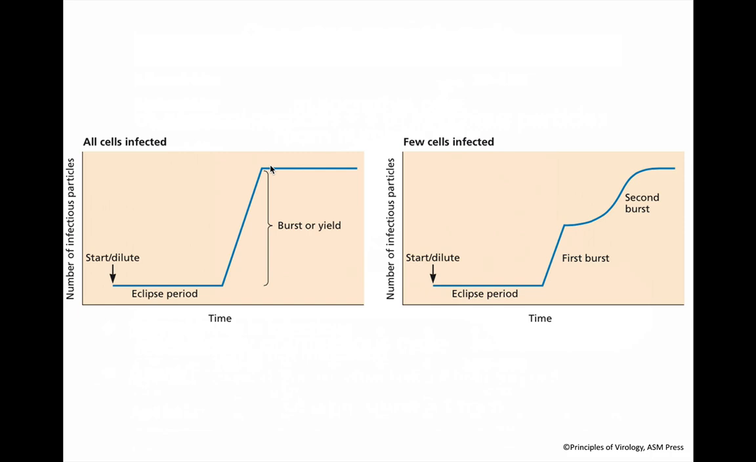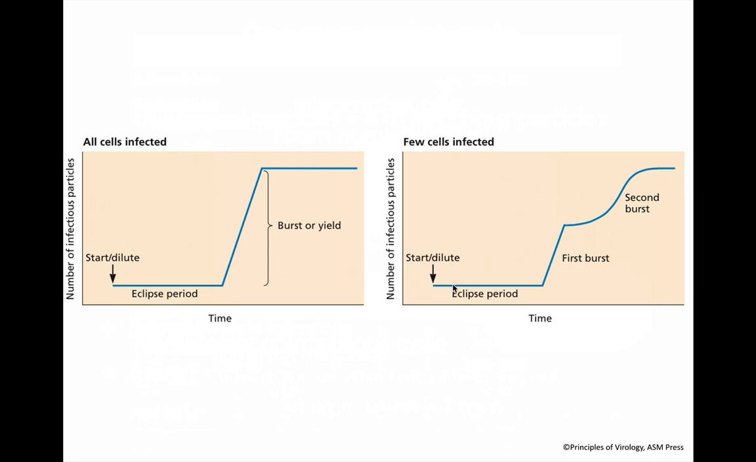What if you infect a few cells to begin with? Not all of them. Say you infect in a 1,000,000-cell culture 10 cells. Well, you do the same experiment. You start the experiment by dilution, you measure your time points, you see you have an eclipse period, then you have a burst, and then you have a plateau, and then you have a second burst and a plateau. And this can go on depending on how few cells you initially infected.